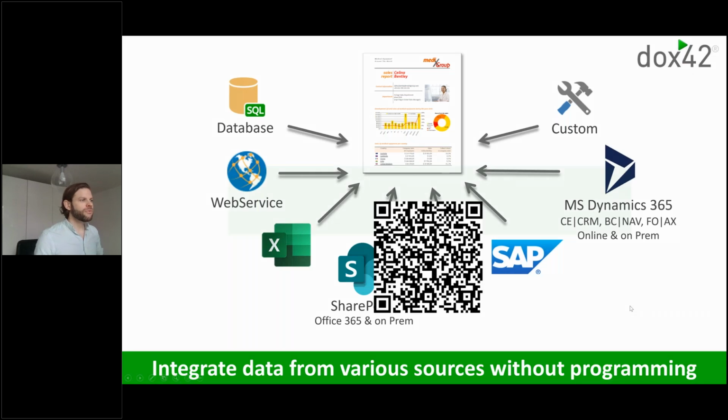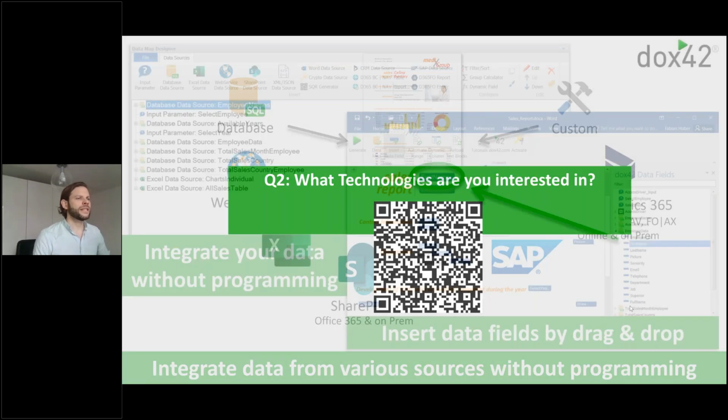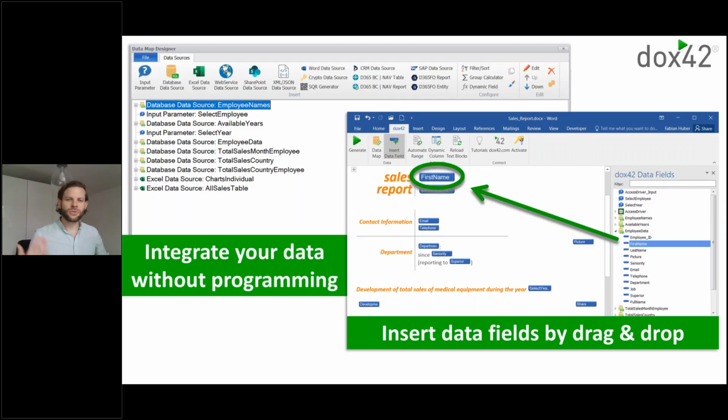And we will move on with the little technical part. I just would like to show you how it works. So you have a Docs42 add-in, an Office add-in. In this case, it's a Word add-in. So you have this data map that you have to create. You can see it here on the left-hand side. There are all the data sources. You just connect to them. You can filter them and define everything and combine your different data sources.